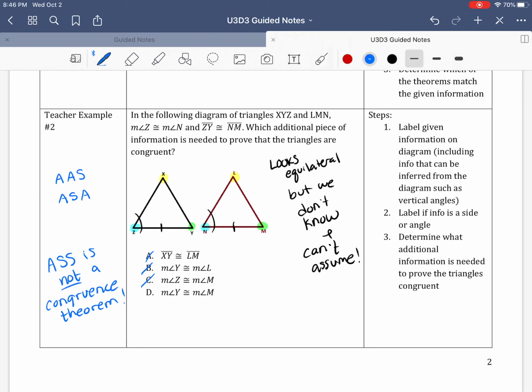So let's try the very last one. Angle Y and angle M. Yep, those are corresponding angles. If we know that they're congruent, then we have an angle, a side, and an angle. Therefore, if we're given this information that Y and M are congruent, then using the ASA theorem, we can prove that these two triangles are indeed congruent.